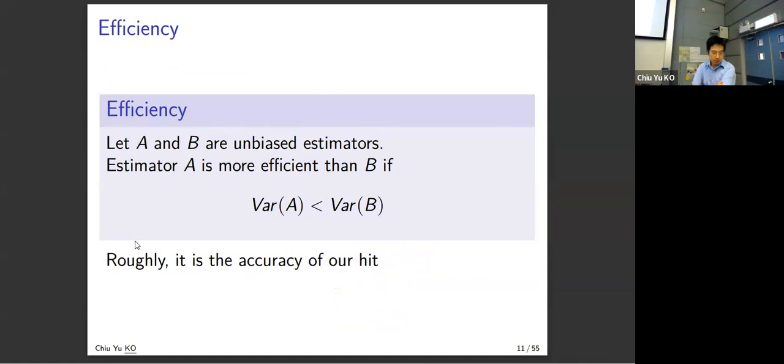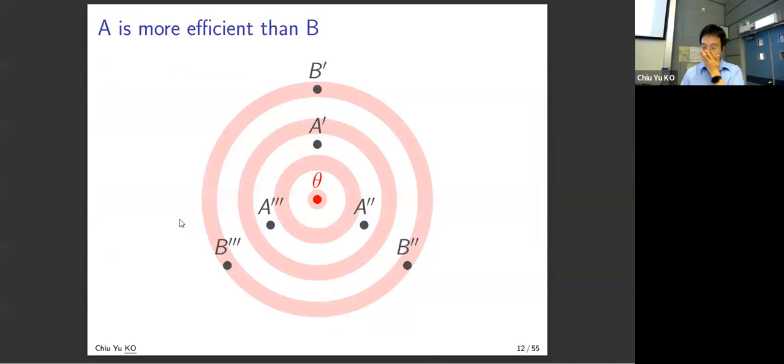And the next is built on unbiasedness, okay? So given two unbiased estimators, we will say A is more efficient than B if A has smaller variance, okay? Given that on average they are hitting the target, we want it to be more accurate, meaning smaller variance. So graphically, it's very simple.